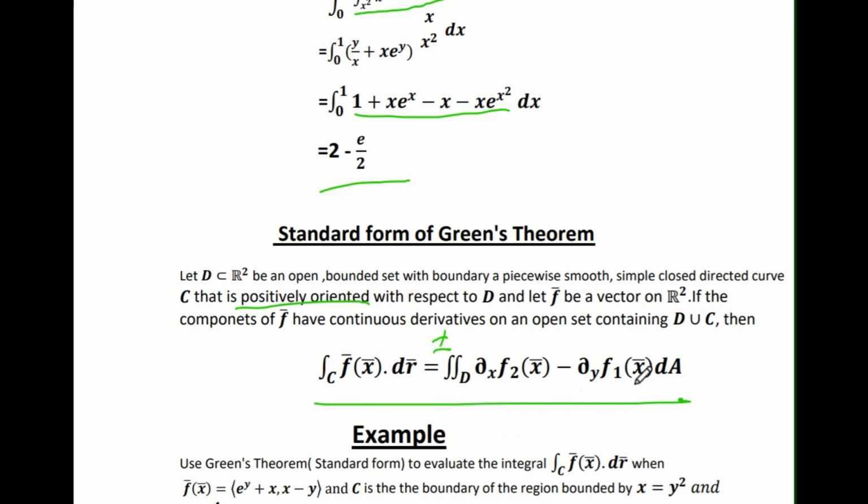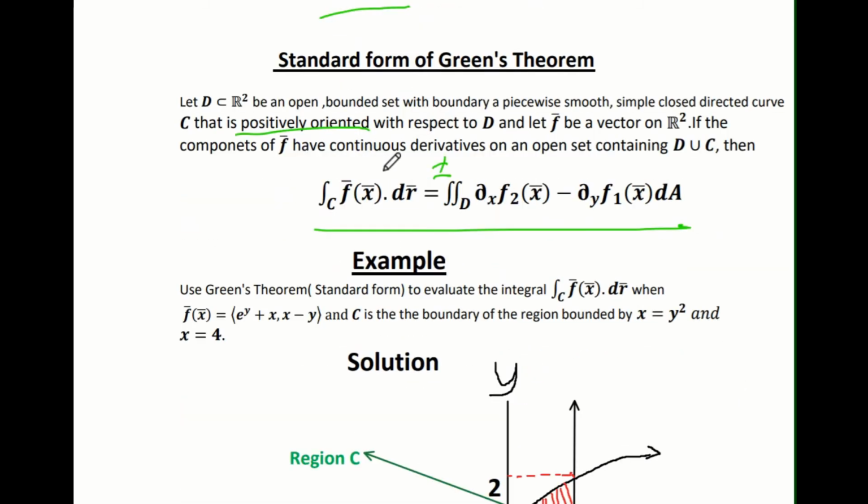So let's get into the example that I'm going to demonstrate. You can see that the left side differs for the standard form, right? So we use Green's theorem, the standard form, to evaluate this integral. If they say evaluate such an integral, you know that you're using the standard form. Here f is given by this and C is the boundary of the region bounded by this and that. The important thing to note is that C is bounded by these two graphs.